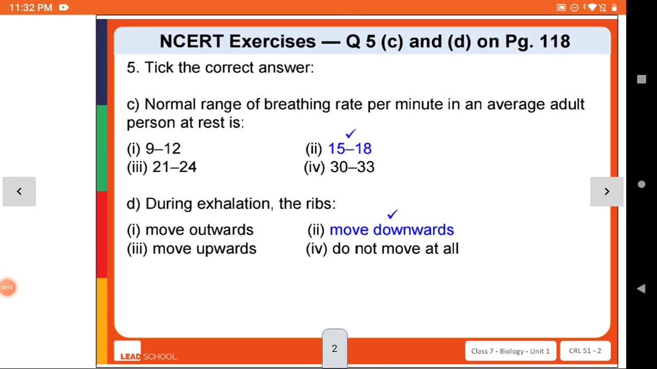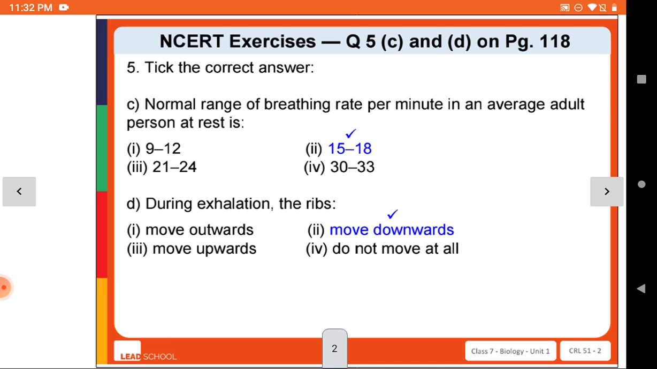Hello students, welcome back. In the previous lecture we learned how humans breathe, what the respiratory system is, and the difference between aerobic and anaerobic respiration.